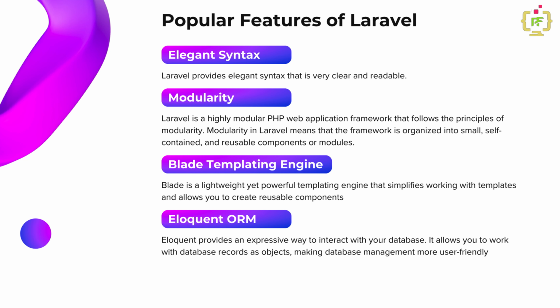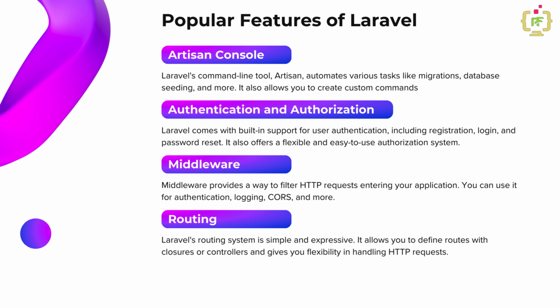The next feature is Eloquent ORM. Eloquent ORM is Laravel's object relational mapping, which is what ORM stands for, and it enables developers to work with the database using a simple, intuitive syntax, allowing for efficient database interaction. There is also the Artisan Console, which provides the Artisan command line tool that automates various tasks such as database migration, testing, creating controllers, code generation, making development faster, and many more.